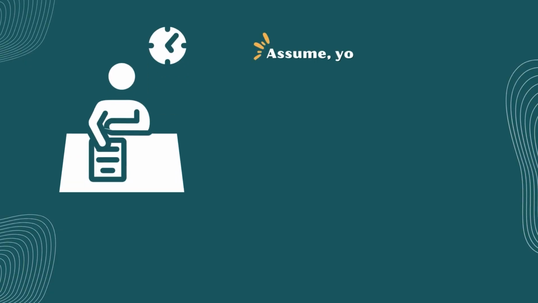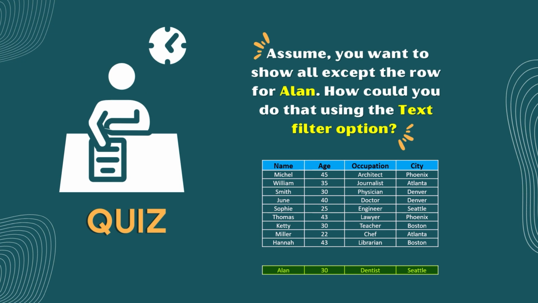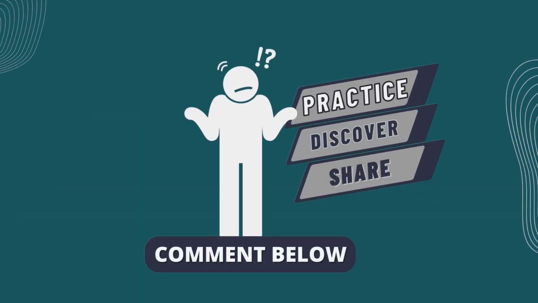Time for a quick pop quiz. Assume you want to show all except the row for Alan. How could you do that using the text filter option? Write your answer in the comments below.